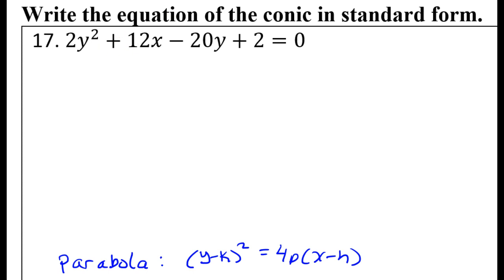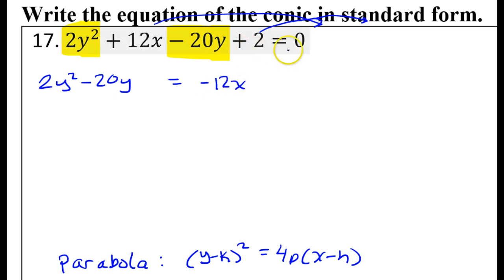To do this, we need to group together the y terms on the left side of the equation. So I have a y term here and I have a y term here. Everything else is going to have to go to the other side of the equation. The 12x is going to have to go and the 2 is going to have to go. So when I rewrite this equation, I will have 2y squared minus 20y, and then I'm going to go ahead and subtract 12x from both sides, so this will be negative 12x. I'm subtracting 2 from both sides, so I'll have minus 2.